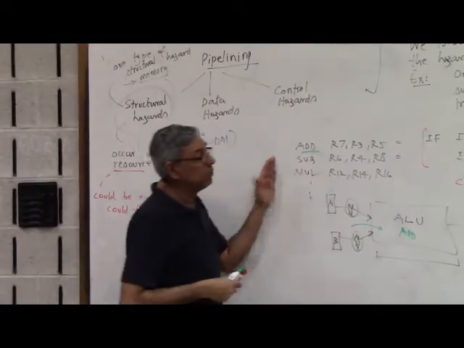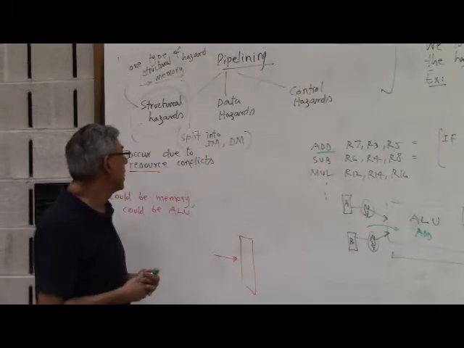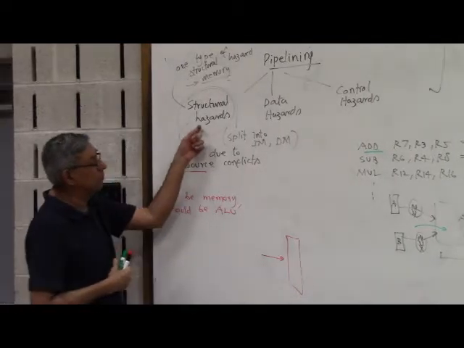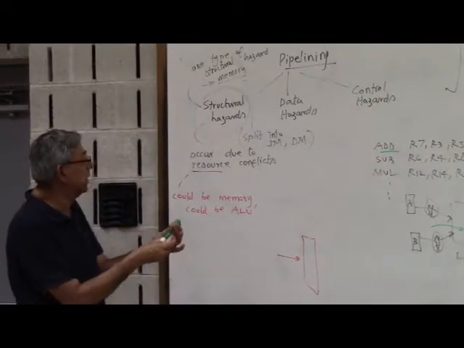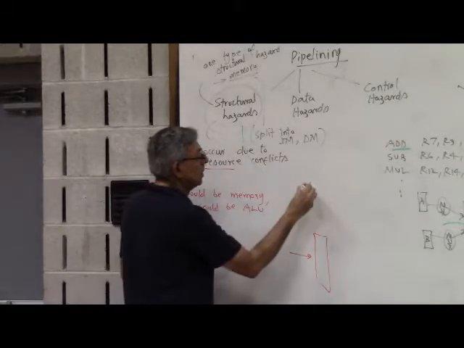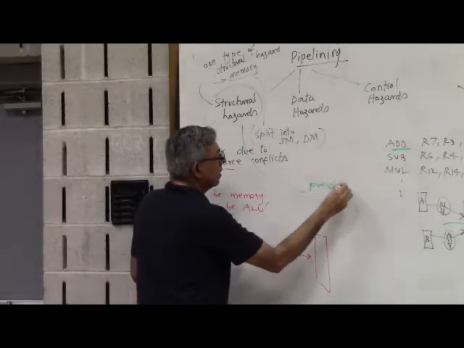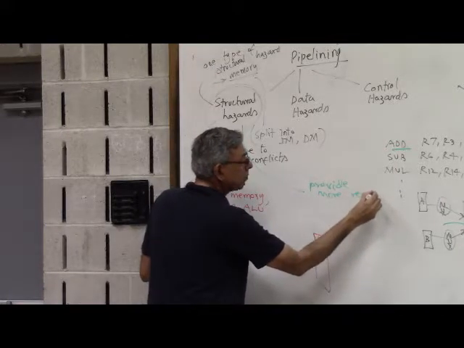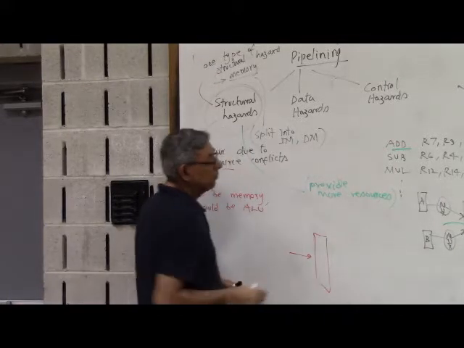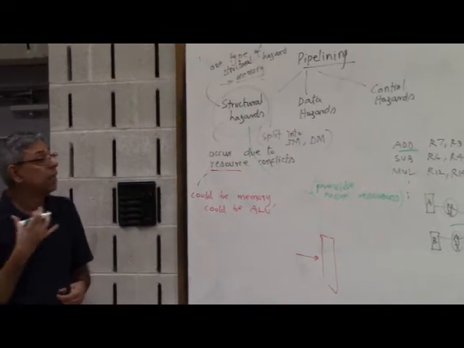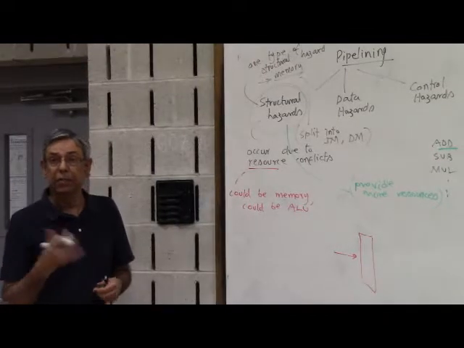Alternatively, if we do not want a stall, then as I mentioned, by providing more resources we can overcome this. The general strategy for overcoming structural hazards is to provide more resources. In the case of memory, we just split it up. Unfortunately, the ALU we cannot split, but we can provide more than 1 ALU, right?